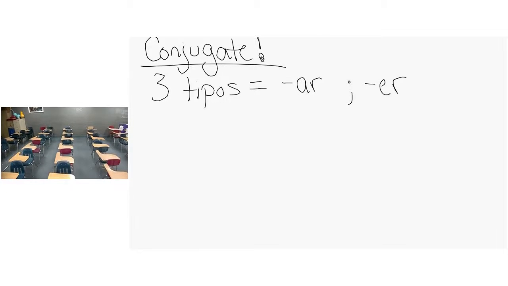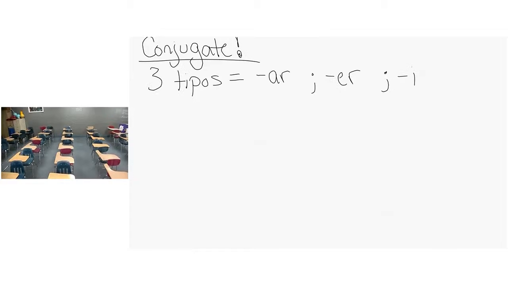Okay, so when we conjugate a verb, well, actually, let me back up a little bit. In Español, there are tres tipos, or three types of verbs. Verbs that end in AR, verbs that end in ER, and verbs that end in IR. And these are endings for verbs only. You won't have any other words that end in AR, ER, or IR in Español. These are indicators of verbs.